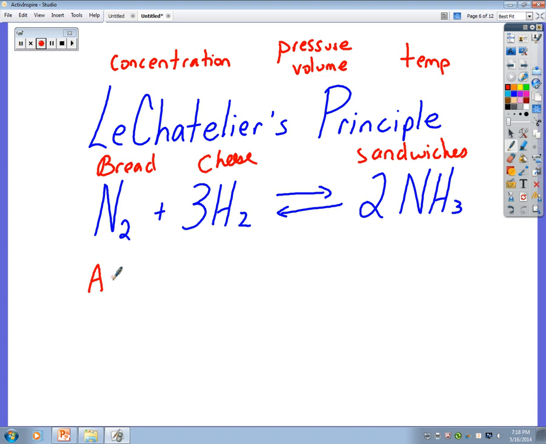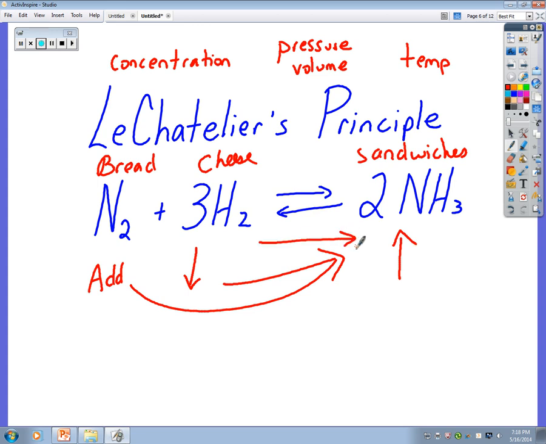So I'm going to add N2. Physically, I'm giving you more bread. What can you do better? Oh, you can make sandwiches better. That means you're going to use up your cheese. The cheese is going to go down because bread and cheese are going to go together in this direction to make more sandwiches. So my sandwiches go up, and the shift is going to be in this direction. Okay? So this is the shift.